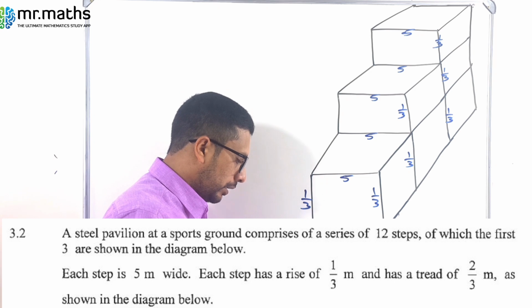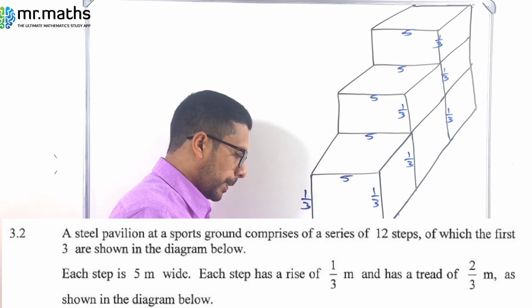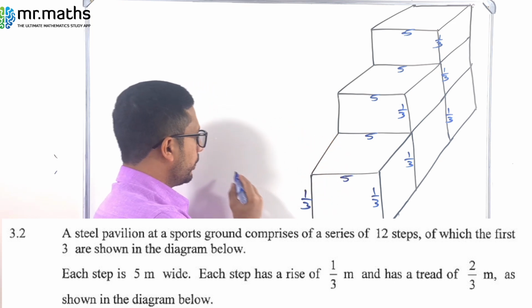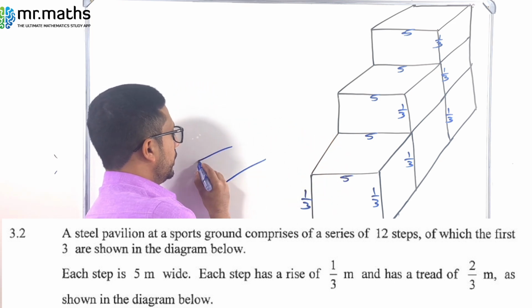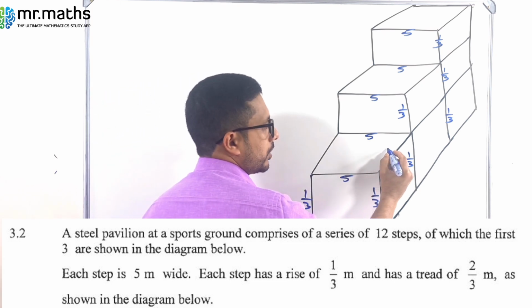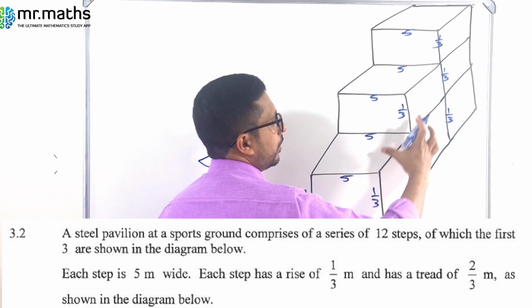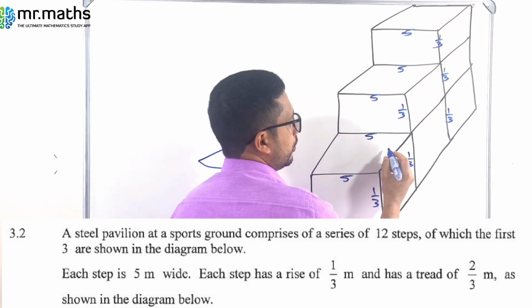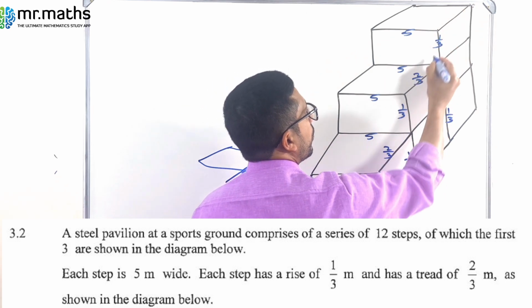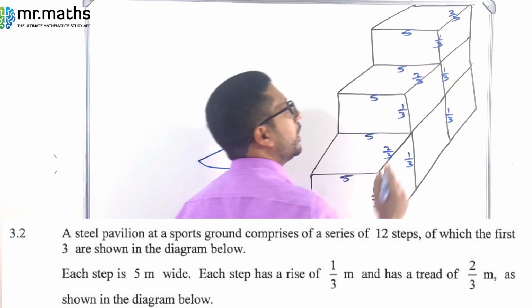Now what else? It has a tread of 2 over 3 meter. So it means that this length, if this one is a step, this length is 2 over 3. This one, then this one, all of those are 2 over 3. Am I right? 2 over 3, 2 over 3, like that.